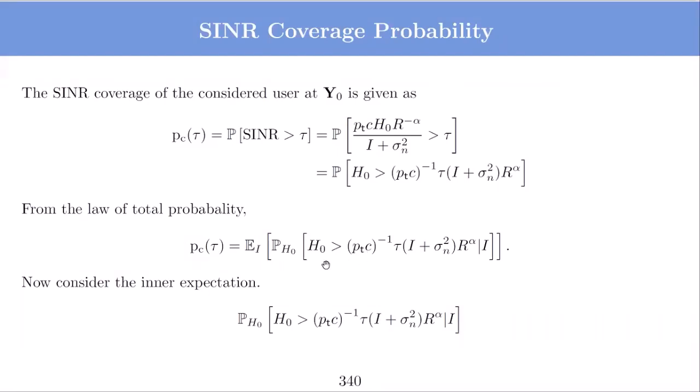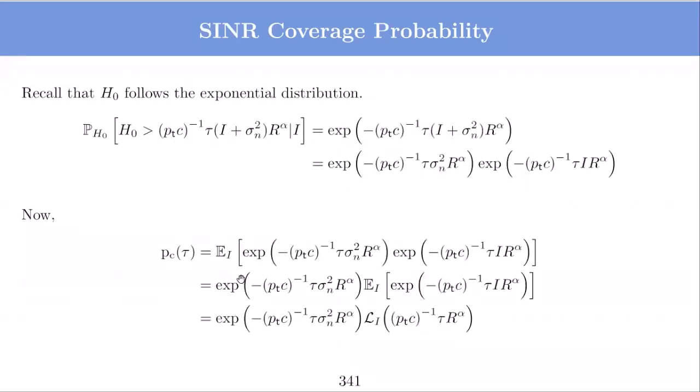So look at this probability that h0 is more than something. When I condition on I, this becomes a constant. So the probability that h0 is more than some value, I already know the distribution. The probability that h0 is greater than h is e to the power minus h. So this will give me exponential minus this term. Now this is I plus sigma square, so I break it into two parts. One is PTC inverse tau sigma n square r^alpha, and another is PTC inverse tau I r^alpha.